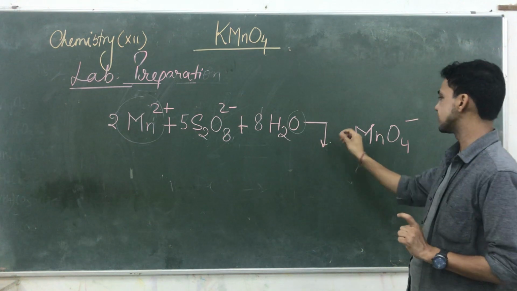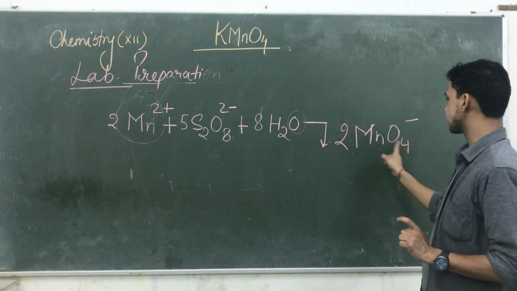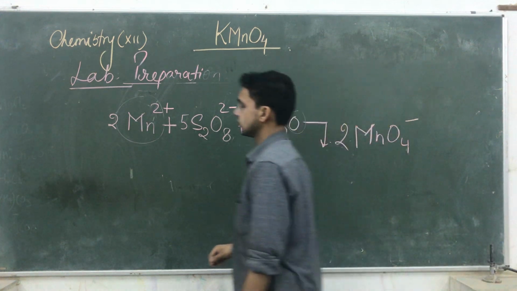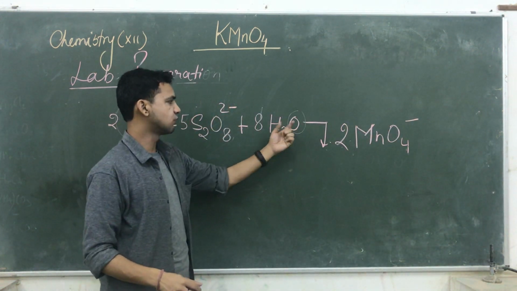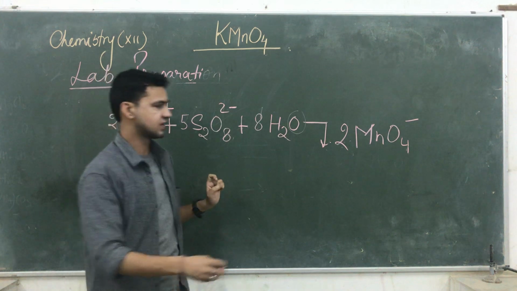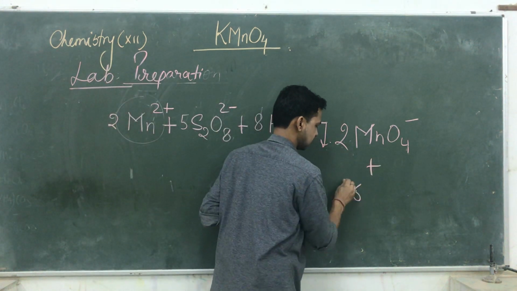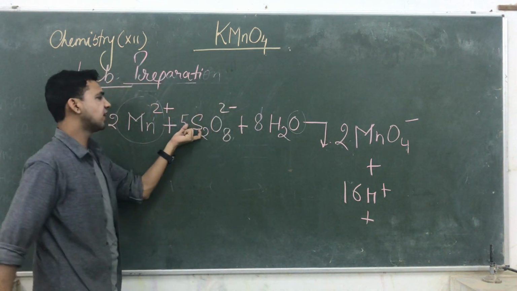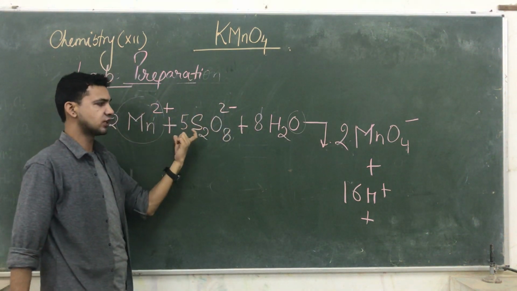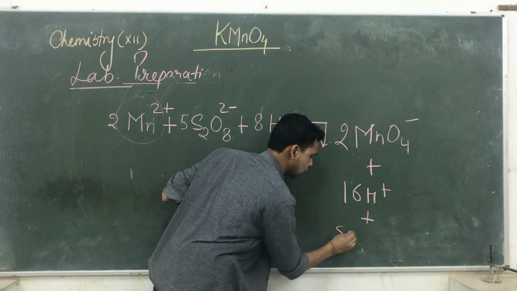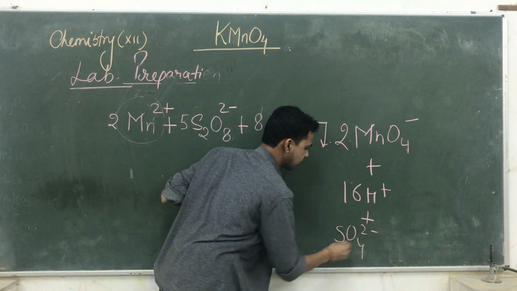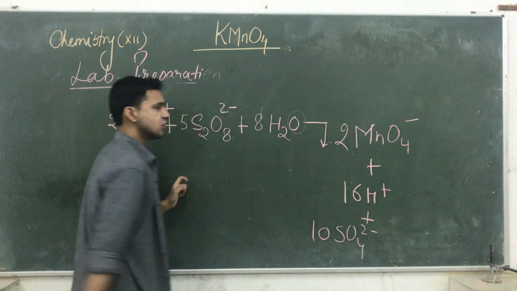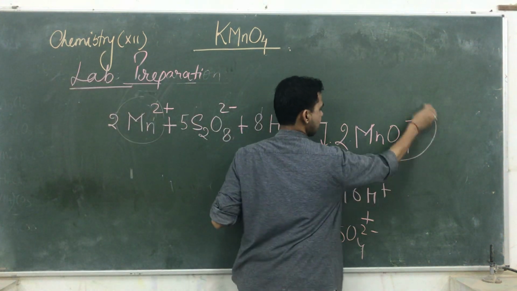Now see, how many Mn are there? 2. How many oxygen? 4 times 2 is 8. Here it is also 8. Oxygen is removed from water: 8 times 2 is 16, so 16 hydrogen is left. It creates an acidic medium. Plus this sulfur and oxygen combine with each other in the presence of Mn, and they give you SO4 2 minus. How many sulfur are there? 5 times 2 is 10. So here we are getting a large amount of KMnO4.